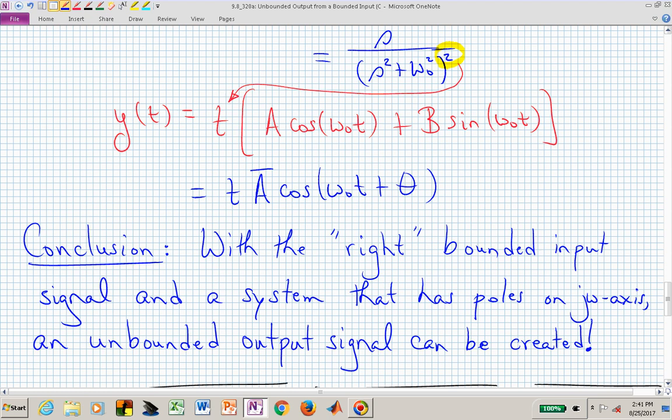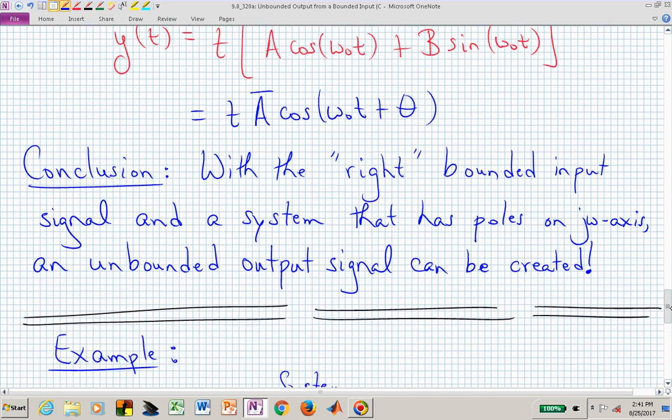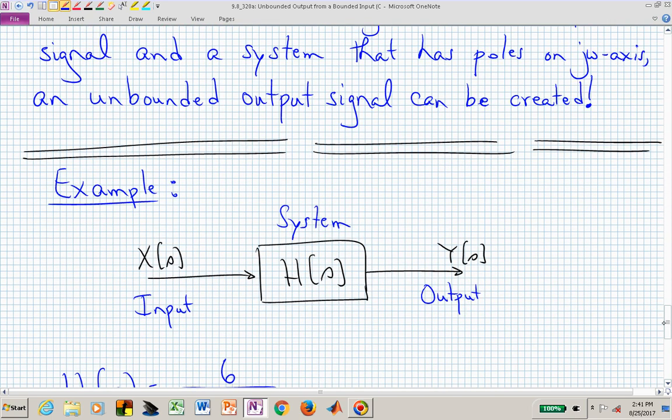input signal has to be at the same frequency as the poles of our transfer function, and those are located on the imaginary axis. With the right bounded input signal and a system that has poles on the j omega axis, an unbounded output signal can be created. Let's look at an example, a numerical example.